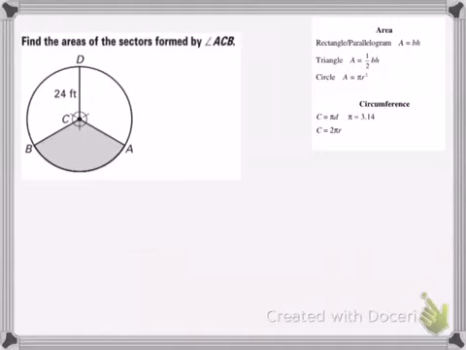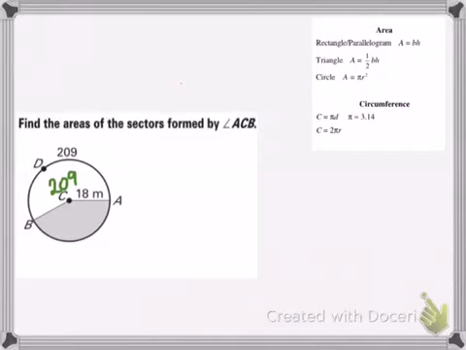On this one, find the area of the shaded sectors formed by angles ABC. Notice all three angles are congruent, so I would divide 360 by 3 to find the angle measure. Set up your proportion. Again, find the area of the sector. So you're going to set up your proportion. You need to find the angle measure first.